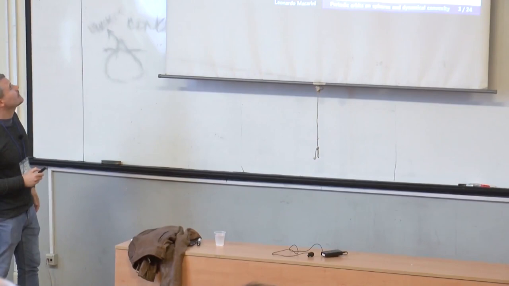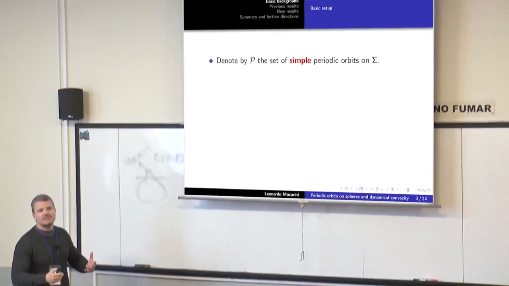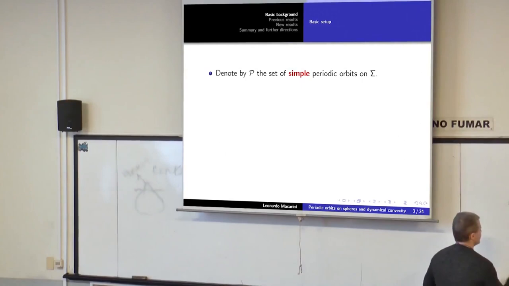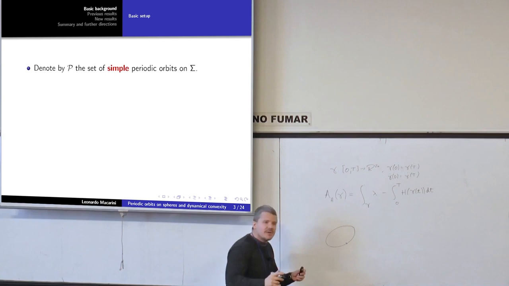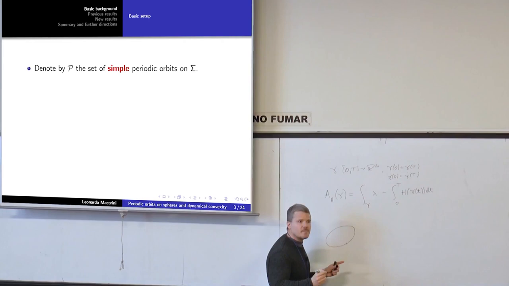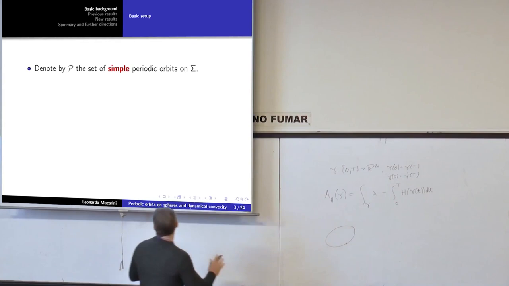Okay. So now denote by P the set of simple periodic orbits on sigma. Simple means the following. Of course, whenever you have a periodic orbit, you have actually infinitely many periodic orbits. Why? Because you can take the iterates of the orbit. They are different orbits. But simple means exactly that it's not the iterate of some periodic orbit. So denote by P the set of simple periodic orbits on sigma.